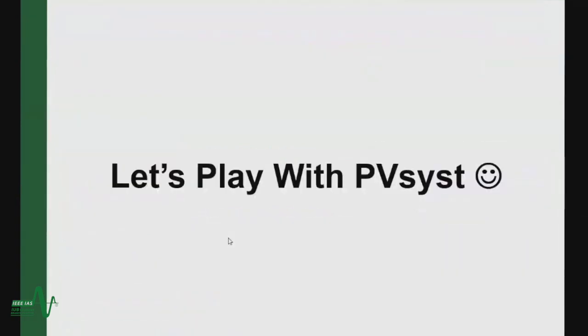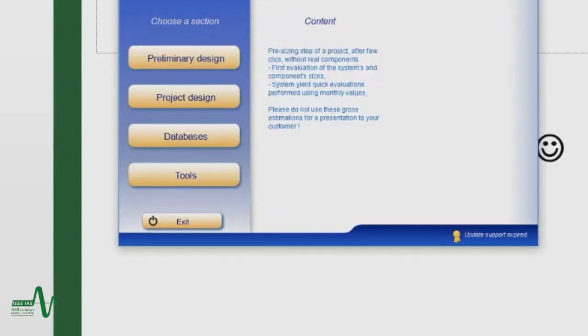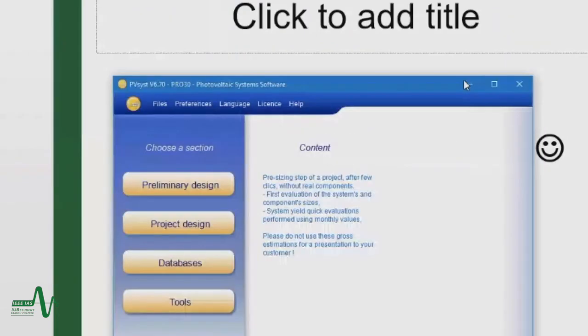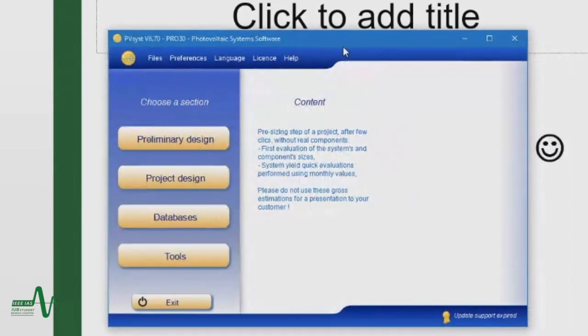And now let's come to the point. We are going to play with PVsyst software. So we are all ready. Okay, thank you. Here, as you can see, the version is 6.70. It doesn't make a big deal. You will get the latest version from the download link, and they will give you a 30 days full free license. So it's okay, it looks the same no matter what version it is.